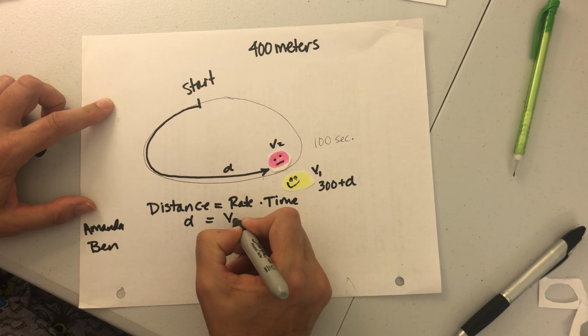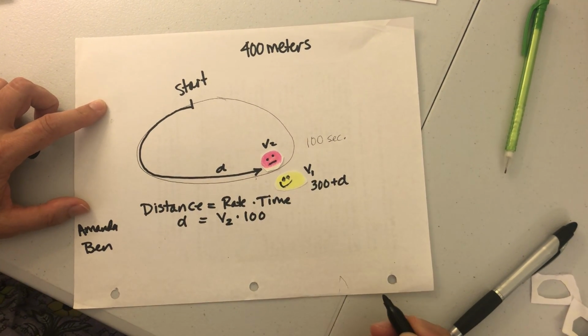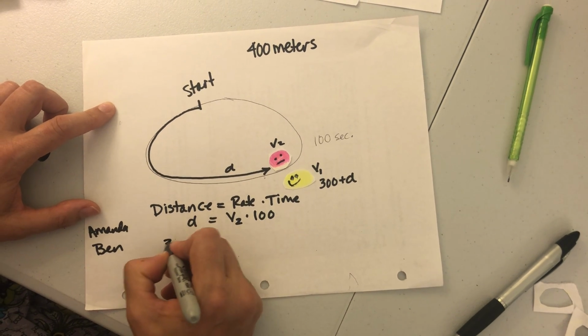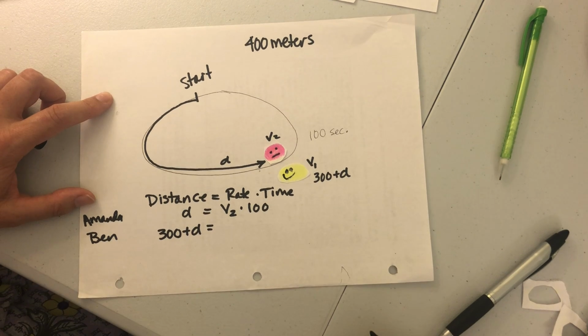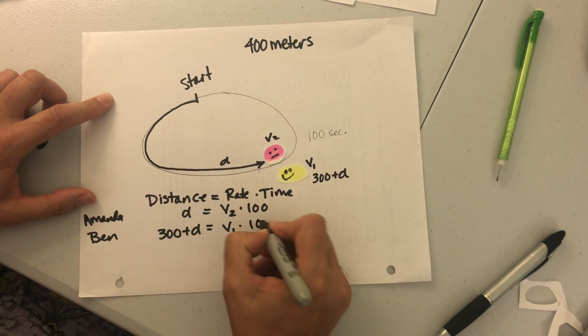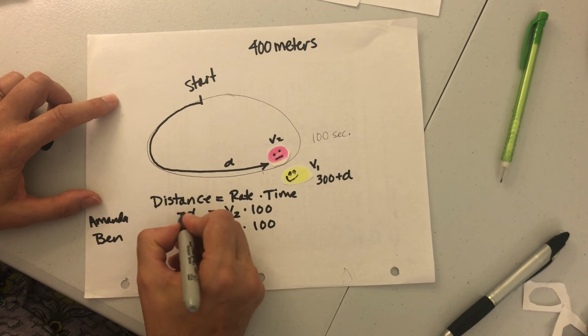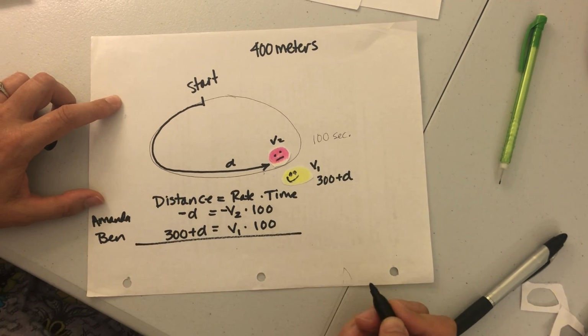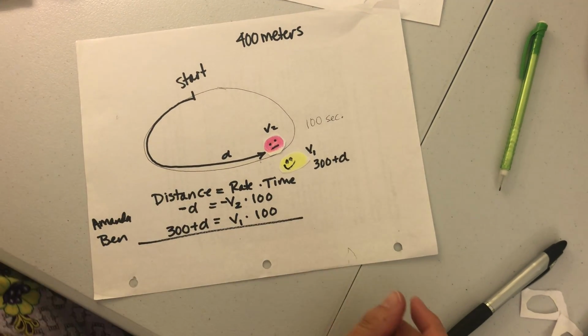Okay, Amanda went a distance of D. She was going a nice steady rate of V2 and it took her 100 seconds. Meanwhile, Ben did 300, lapped her, and did the D to catch up with her. His velocity, his speed is V1 times the time. So now we have a system of equations. If we subtract the top one, well, what happens?